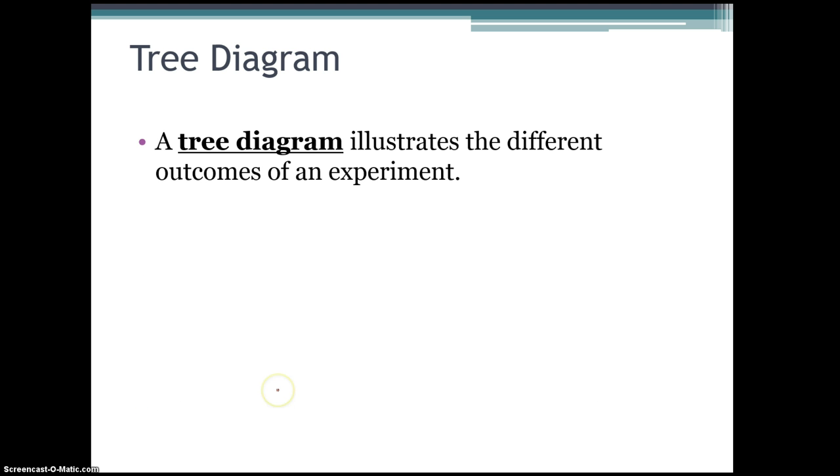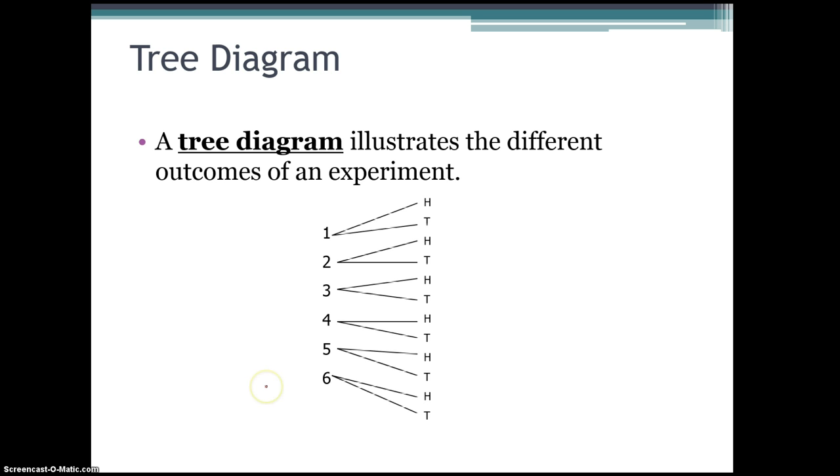Let's talk about a tree diagram. A tree diagram illustrates the different outcomes of an experiment. I'm sure you've done tree diagrams for other classes. Let's look at the tree diagram for the experiment that I just did. The first stage was rolling a die, so you get the numbers 1 through 6. And then the second stage of the experiment was flipping a coin, so you get heads or tails.